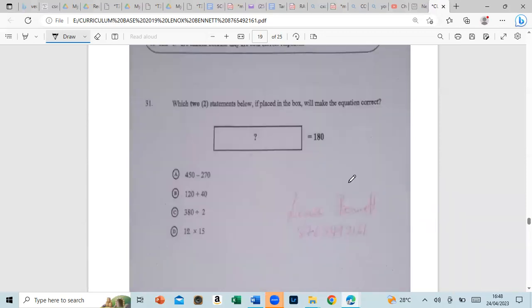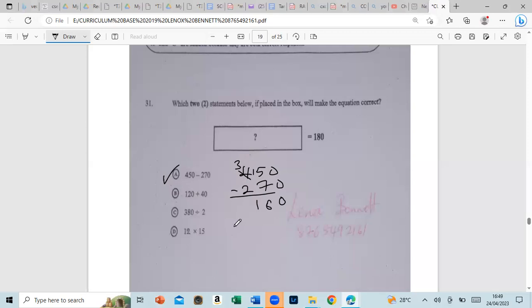Which two statements below, placed in the box, make the equation true? All we have to do is just test it and see which one equals 180 as the result. So let's just try the 4. We have to naturally try it. So 450 minus 270, is that equal to 180? Let's see, 0 from 0 is 0. And we're subtracting, so borrow 1, 7 from 14 is 8, and that 1. So A is correct so far.